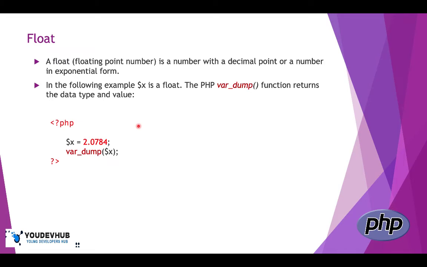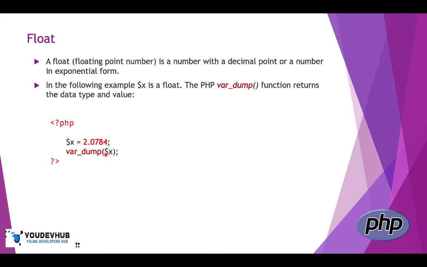Next, we'll be talking about the float. A float, or floating point number, is a number with a decimal point or a number in exponential form. The following example is an example of a float, and the PHP variable dump function returns the data type and the value.